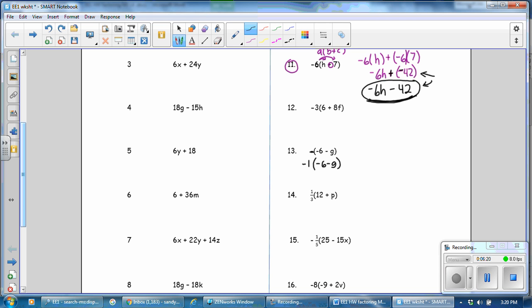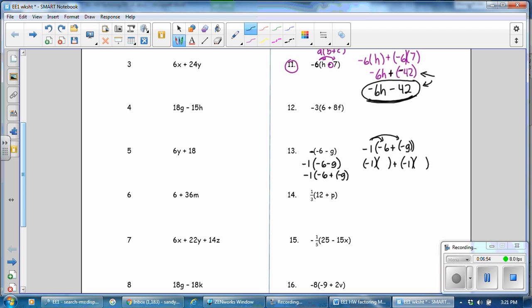Then I want to rewrite this subtraction as adding the opposite. So I'm just going to bring down the -1, the -6, but instead of subtracting g, I want to add a -g. Now I'm ready to distribute that -1. So I'm going to go ahead and write it over here so I have room to finish the problem. Draw an arrow from the -1 to both of the terms. I want -1 times the first term plus -1 times the second term.